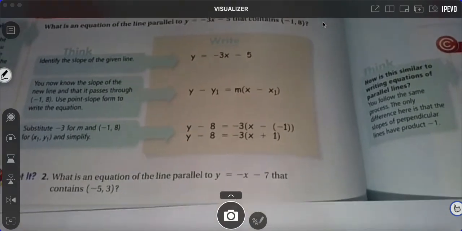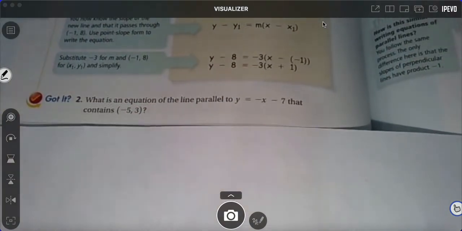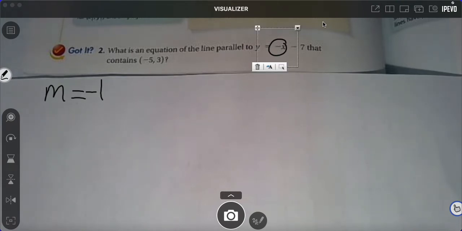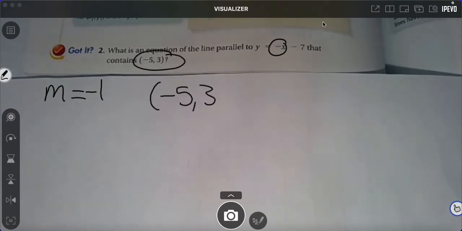For those that may not quite know it yet, let's look at this problem. It says, okay, I have this equation. What's the slope of this equation? What number's in front of x? An understood -1. Okay? That's the number in front of x. Now, my new point they give me is -5, 3. So here's my point, and here's my slope. Since they are parallel, I use that slope.